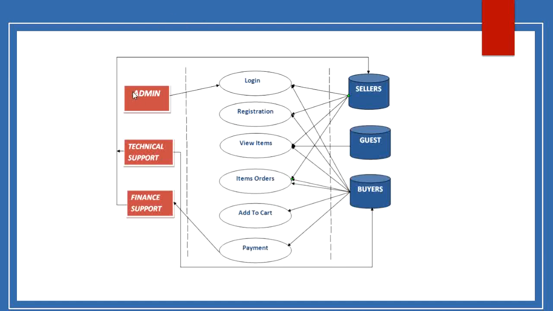If an admin wants to log in to the application, he has to build a relationship with the application. So that is one of the use cases. And as I've already told you, remember that actors will always be outside the system while creating a use case diagram. Actors should be out of the system. Next is technical support. He's the person who provides support to the buyers as well as the sellers.